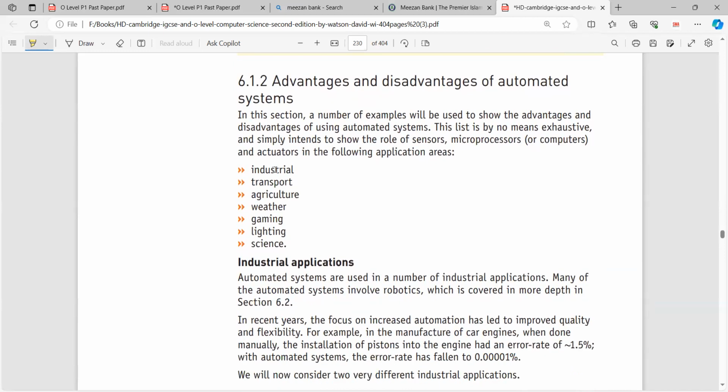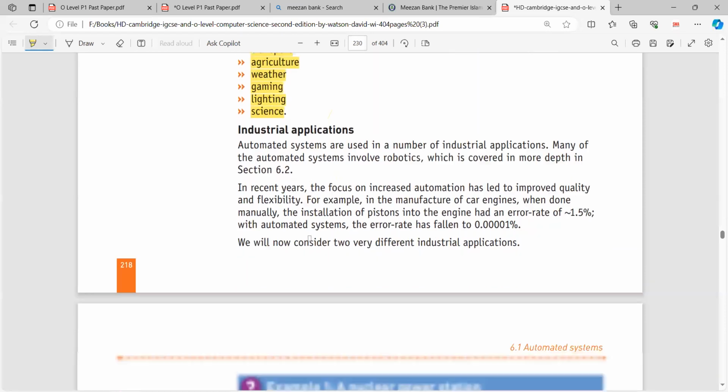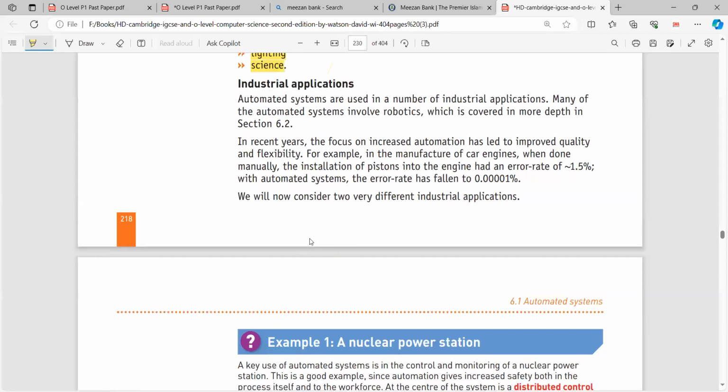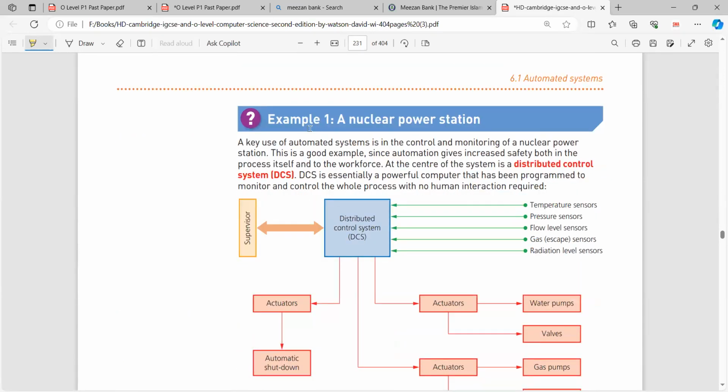I can have an automated system in transport, in agriculture, in weather, in gaming, in lighting, and in science. Now I'm going to discuss each of the applications one by one. First of all, in industrial application, I can give you an example of a nuclear power station.